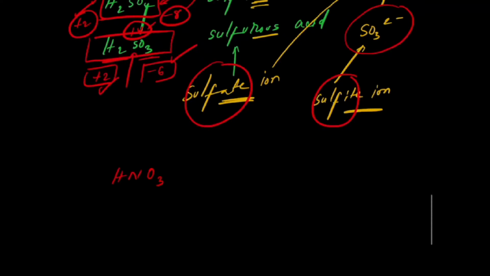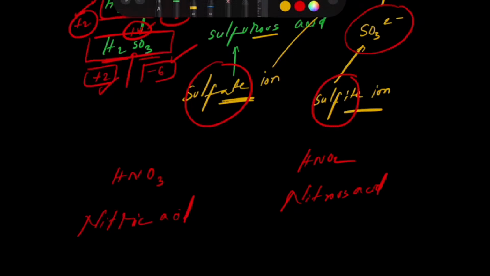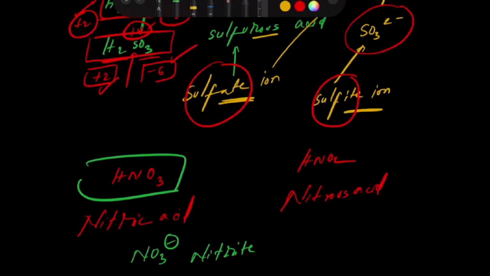Next let us go to HNO3. This is called nitric acid. And HNO2 is called nitrous acid. And you can guess now what NO3 minus is called. It is called nitrate. Anything that corresponds to ic acid is ate, and NO2 minus is nitrite. Anything that is associated with ous is ite.